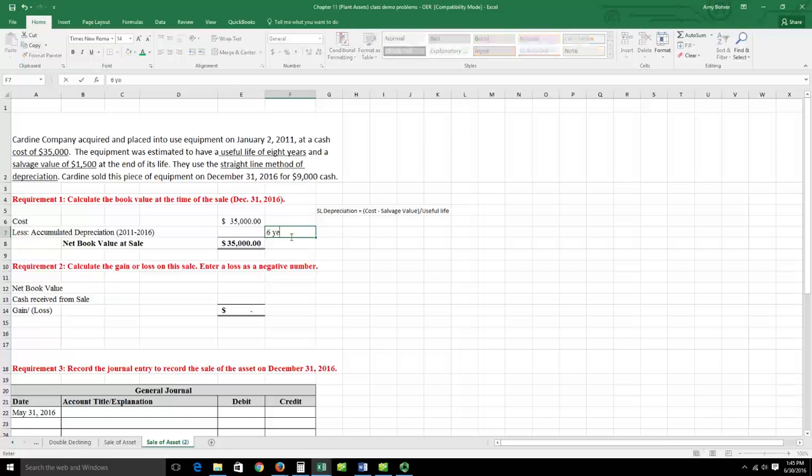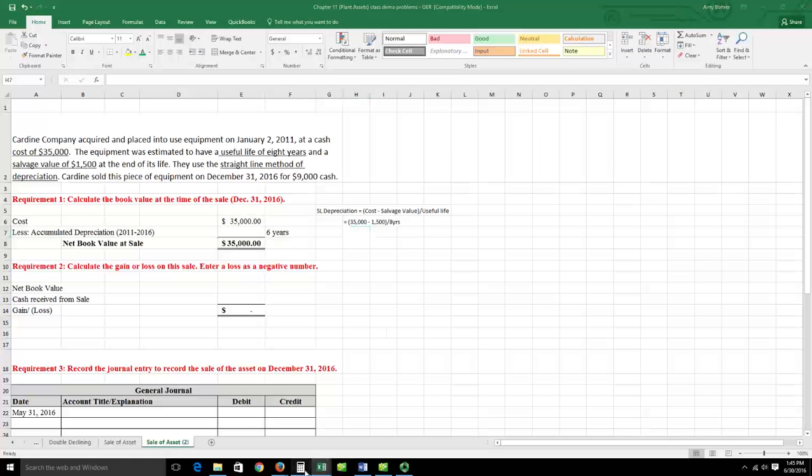So let's just key that in over here. And if you remember, with straight line depreciation, which is what they've used here for this asset, your formula is cost minus salvage value divided by useful life. If we key in that formula, we can figure out what the depreciation was each year, and then multiply it times the 6 years they owned it. That would give you your accumulated depreciation. So the cost was $35,000. The salvage value was $1,500. And the useful life, it said, was 8 years.